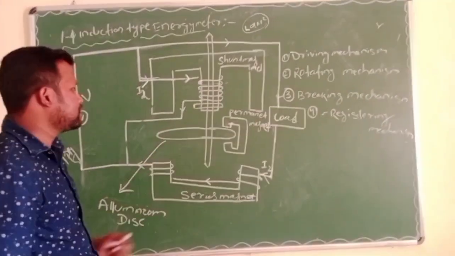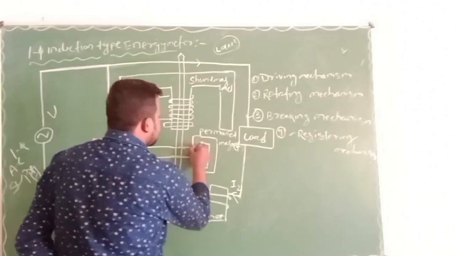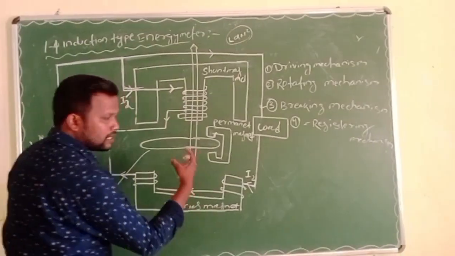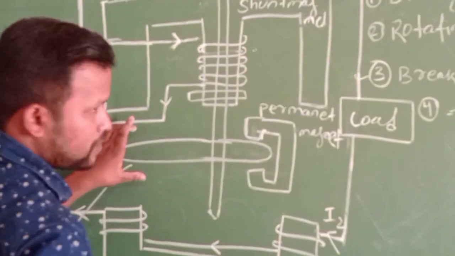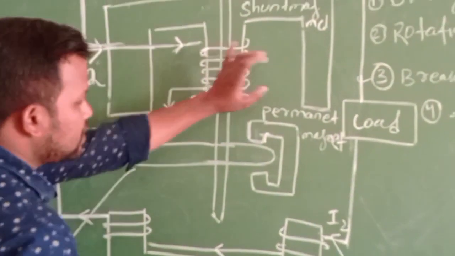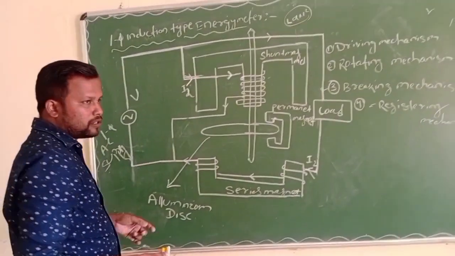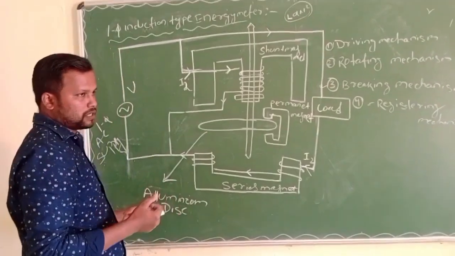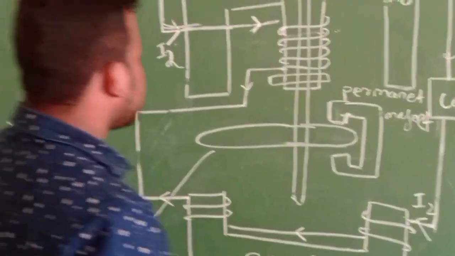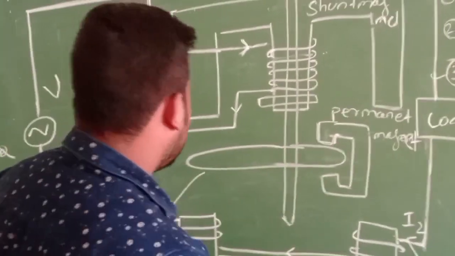After that, the braking mechanism. In the braking mechanism, there is a permanent magnet which is kept near the side edge of the aluminum disc. Why is there an aluminum disc? Why not another metal? Because aluminum is lighter in weight than other metals.